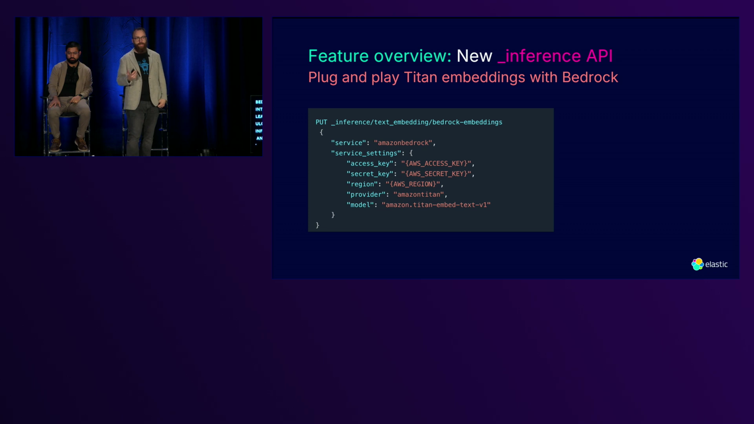And so to get it up and running, all you do is make a JSON call. And in this case, we're creating a text embedding endpoint to Amazon's Titan model, and we're naming it at the end of the URL bedrock-embedding. So you do this once, and then you have it connected.